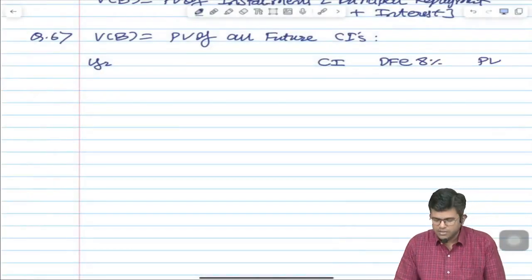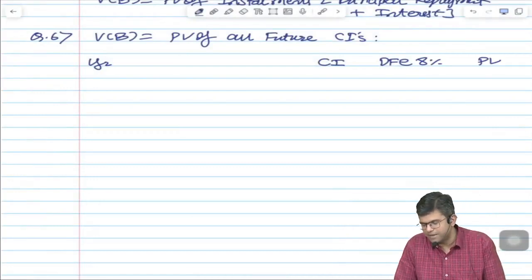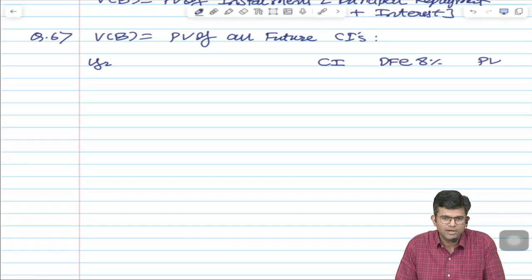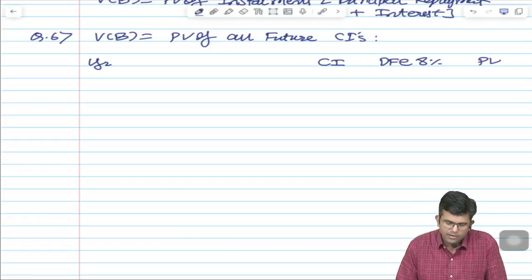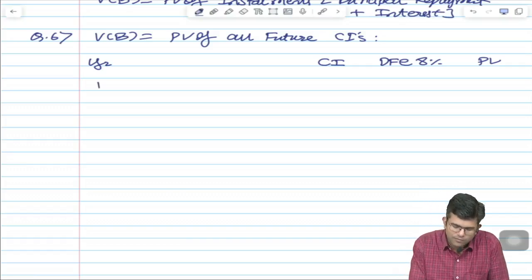Now, sir, have you lost your sense of symmetry? Why are you keeping so much space between first and second column? No, there is a reason. Now, what could be the reason? What is the life of this bond? 8 years. 1, 2, 3, 4, 5, 6, 7, 8.